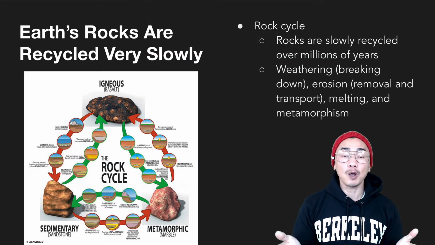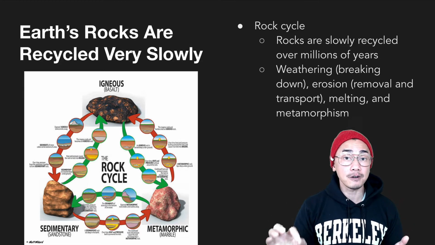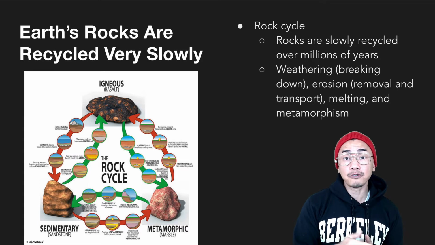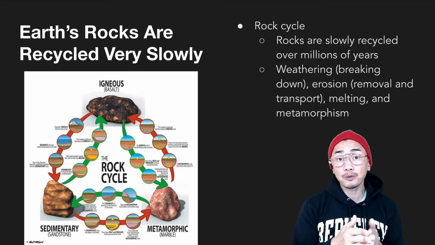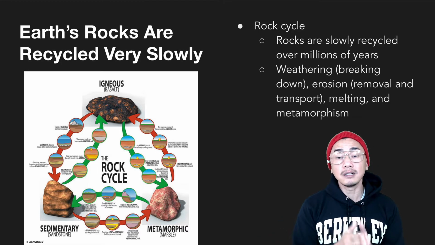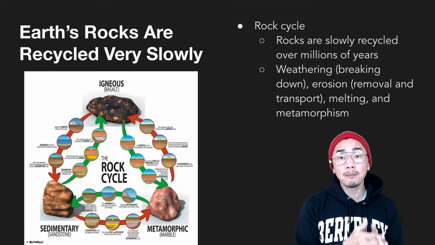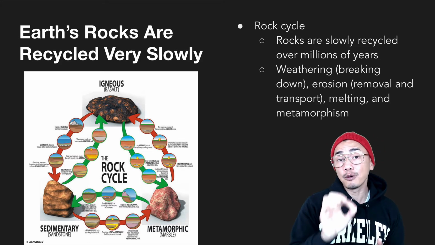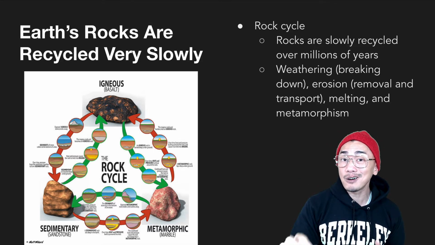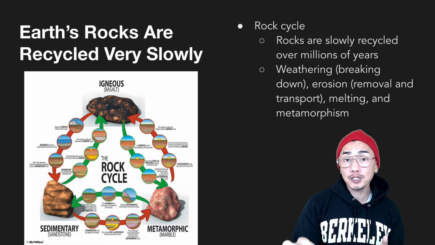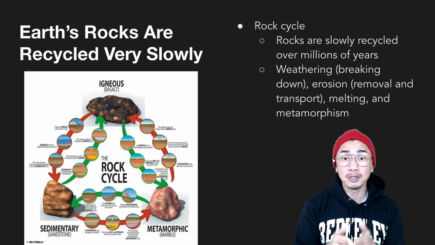The Earth's rocks are actually recycled very slowly. The way in which rocks are recycled over millions of years is called the rock cycle. And the rock cycle includes processes like weathering, erosion, melting, and metamorphism. Make sure you understand that weathering is the breaking down of rock, and erosion is the removal and transport of rock by things like wind and water.